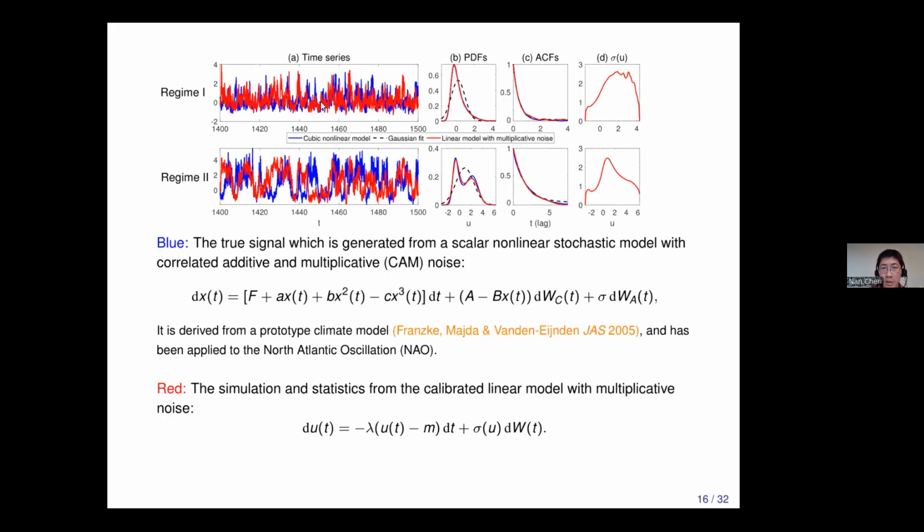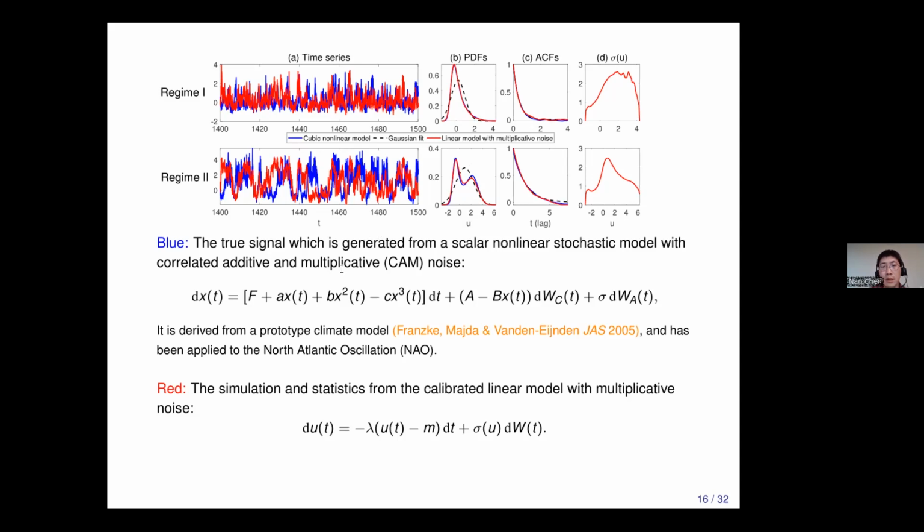So what I really want to show you as a simple illustration is that now I use this complicated nonlinear SDE with correlated additive and multiplicative noise to generate a true signal, which is shown in the blue curve here. And I consider two different regimes. For this time series, the blue one, you can see the time series is highly non-Gaussian with a lot of these extreme events. And for this one, you can see roughly we have this going back and forth. So the distribution is a bimodal distribution. And in both cases, the distribution is not Gaussian. The Gaussian is black. You can see the blue curve is very far from this black curve, right?